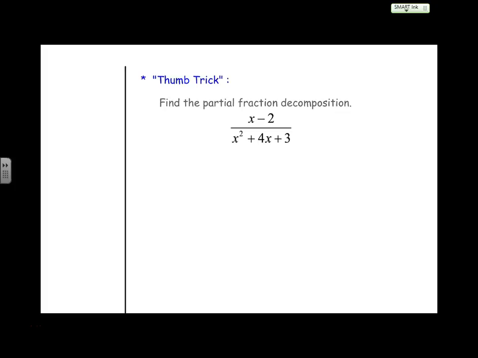Partial fraction decomposition. Wait, decompose. Even my non-mathy people, decompose. We're breaking something down, right? Breaking it down, David?